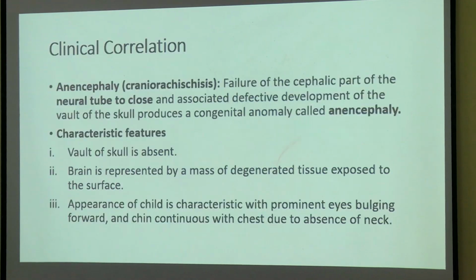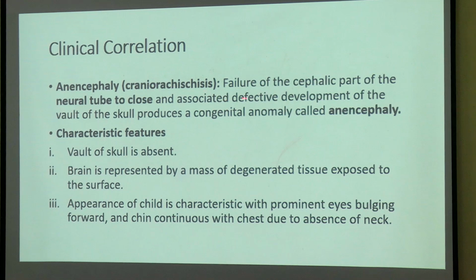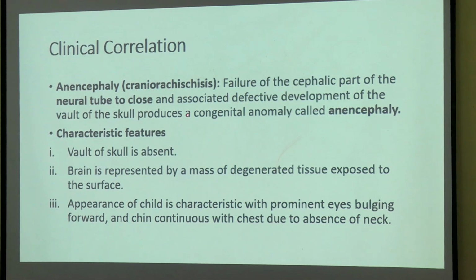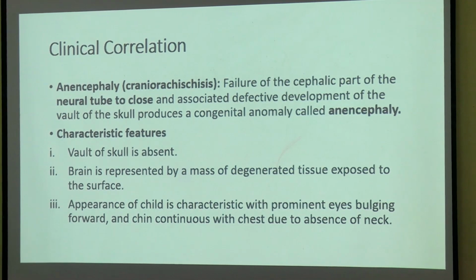Okay. Next, clinical correlations. The first condition is called anencephaly, failure of the cephalic part, that is nothing but the anterior neuropore of the neural tube to close, and associated defective development of the vault of the skull produces a congenital anomaly called anencephaly. The characteristic feature of this condition is that the vault of skull is absent.